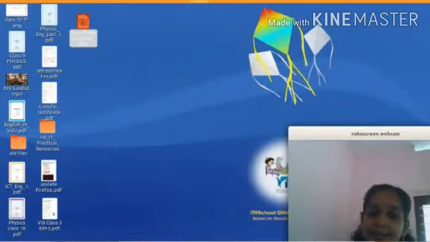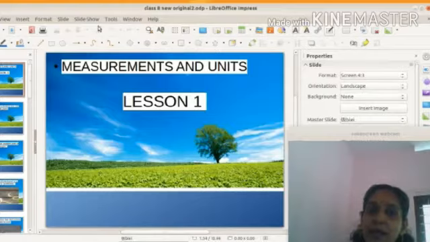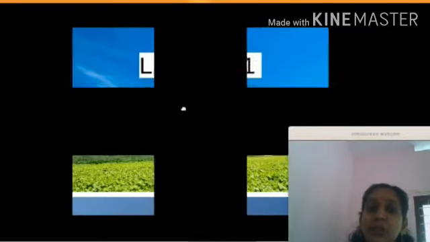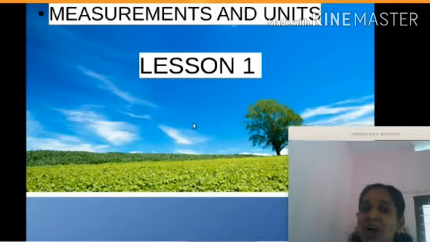Let us start the discussion of lesson 1 of class 8, measurements and units. It is our second class.